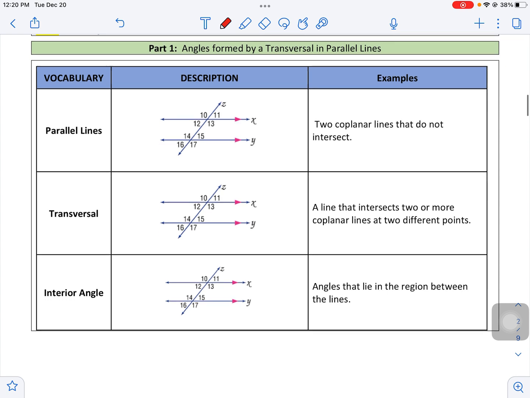All right, so we already talked about parallel lines. Parallel lines are just two lines that do not intersect. Once again, these little triangles show us that those are parallel lines. A transversal is the line that goes through the parallel lines. So line Z here would be the transversal.